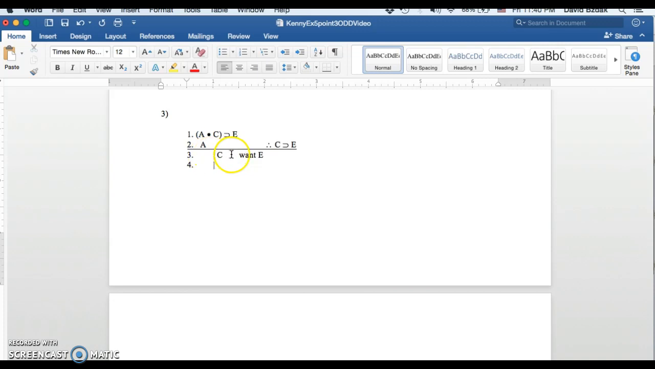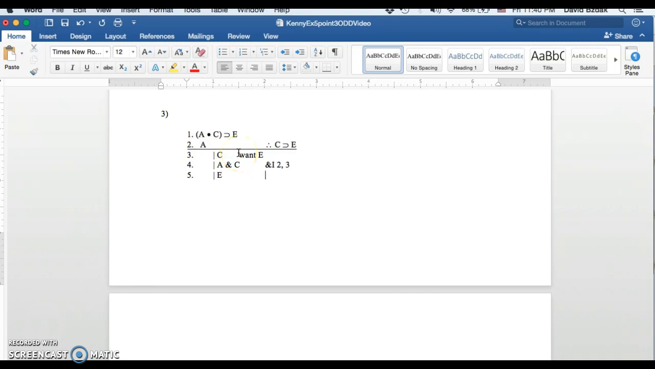Now again, it's not a proven premise. It has to stay indented over here. But you can still use it like you would use any other premise. So for example, now we can get A and C by conjunction introduction of 2 and 3. 2 is A, 3 is C, so we can put them together into a conjunction. Why did we want to do that? Because that's the antecedent of this conditional.